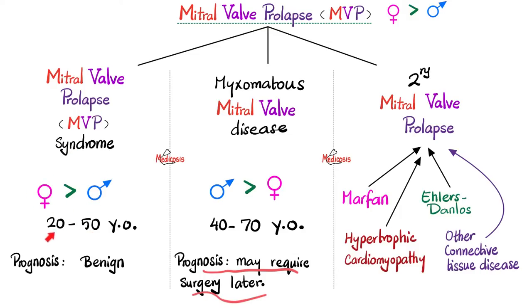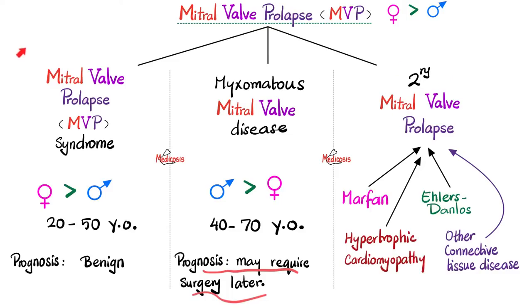The average age is between 20 and 50. It is usually benign. Next, myxomatous mitral valve disease, more common in males than females. Average age is between 40 and 70. The prognosis is usually worse when you compare it to the first one.